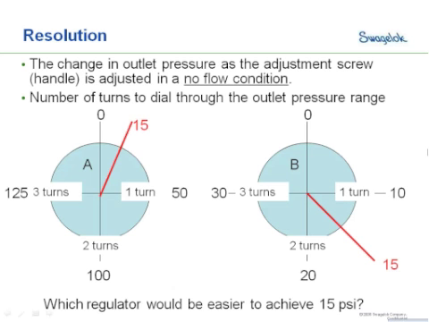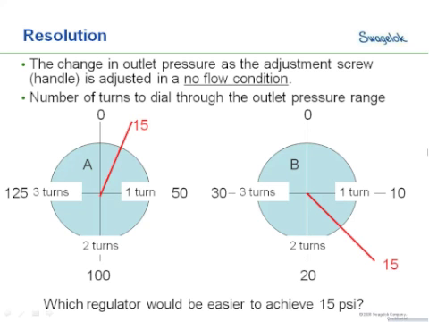in this regulator we can get to 125 psi outlet pressure with 3 turns of the regulator. The graphic on the right, with this regulator we can get to 30 psi with 3 turns of the regulator. And the question comes up is, which of these regulators would be easier to set to 15 psi? We could set both of them to 15, but which one's going to be easier to do?